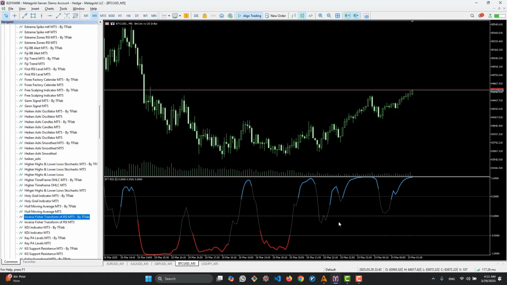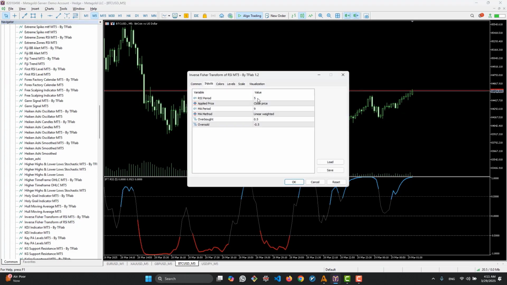Let's go over the settings of this indicator together. The first option in the settings is the period of the RSI indicator. The next option is the price on which the calculations are performed. The next option is the period of a moving average that plays a role in the Fisher transform calculations. The next option is the calculation method of the moving average. And we can specify the overbought and oversold levels, which can be set to a different value here instead of the default, which is half.